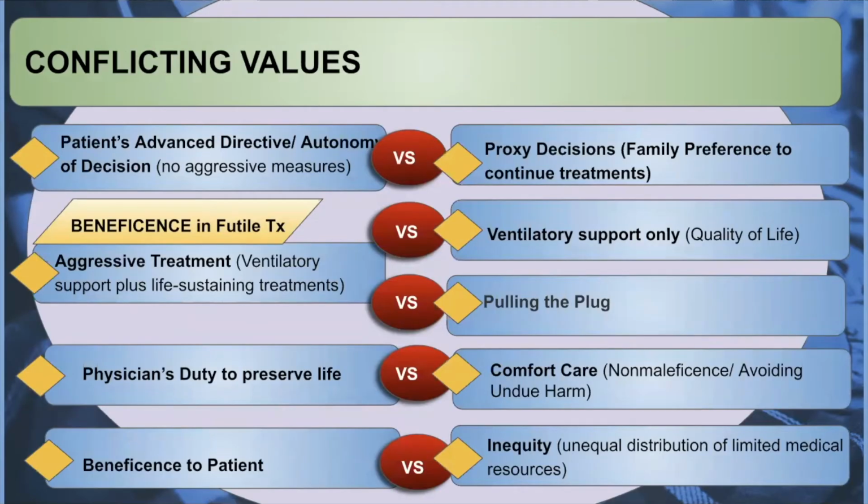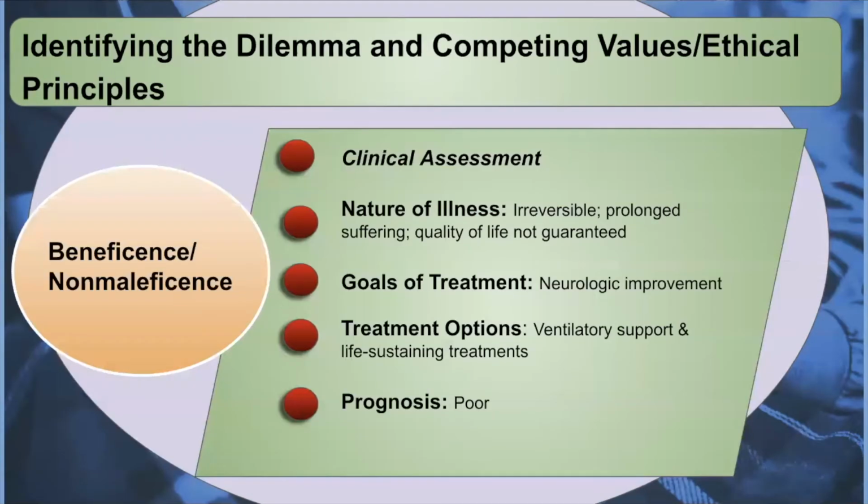The following are the conflicting values in this case scenario. Patient's advance directive, autonomy of decision, versus proxy decision. Beneficence in futile treatment versus ventilatory support only. Aggressive treatment versus pulling the plug. Physician's duty to preserve life versus comfort care, and beneficence to patient versus inequity. For further identification of the dilemma of conflicting ethical principles and values, we must understand fully the case scenario.